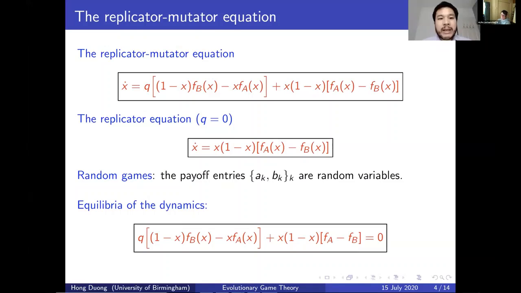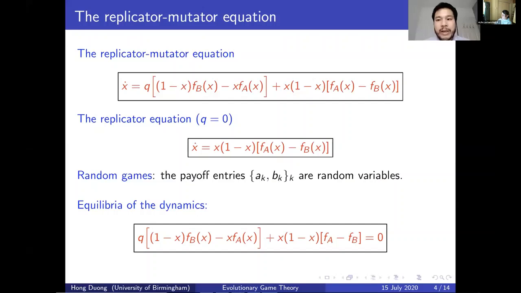And the replicator-mutator equation, in this case, characterizes the evolution of x. It depends on Q, that is the mutation, and fB and fA, that is the fitness of B and A. When Q equals 0, that means there is no mutation. Then we obtain the replicator equation, the second equation in the slide.